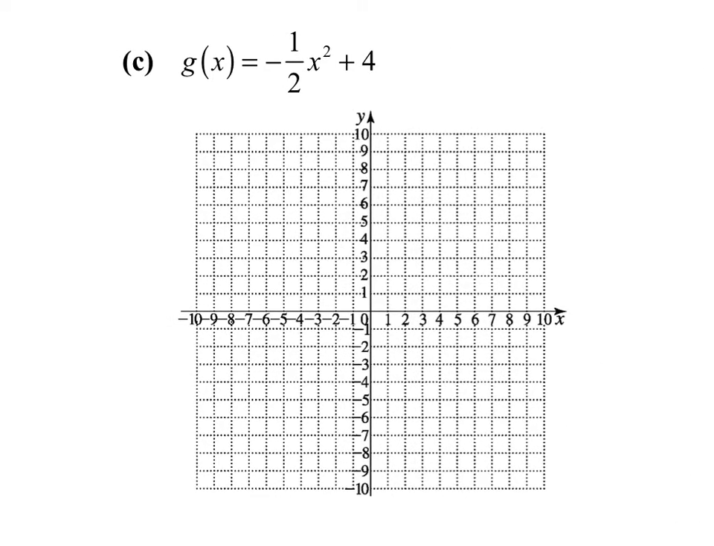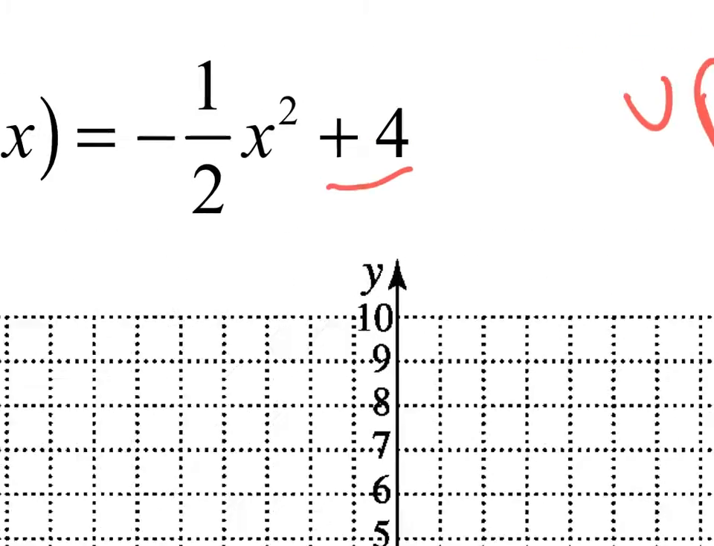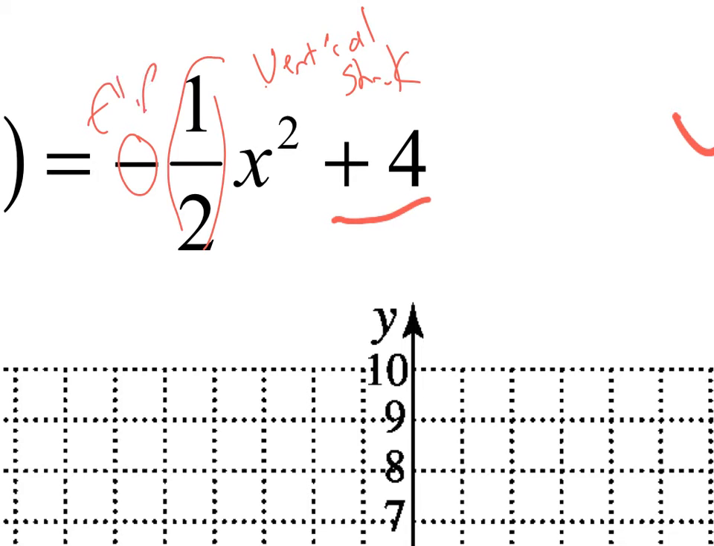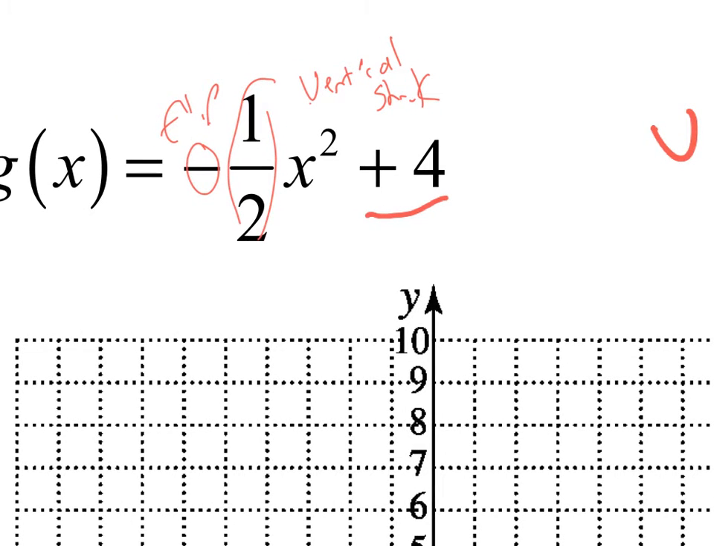We have a parent that is going to shift up 4 based on this after you shrink it. After you do this, it is going to cause it to be a vertical shrink. It's going to cut in half. Every y value cuts in half. And then there's a flip. So it does get kind of complicated which order we do. Now, that vertical shrink caused it to get fatter.